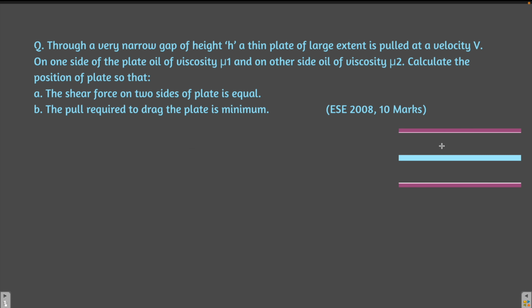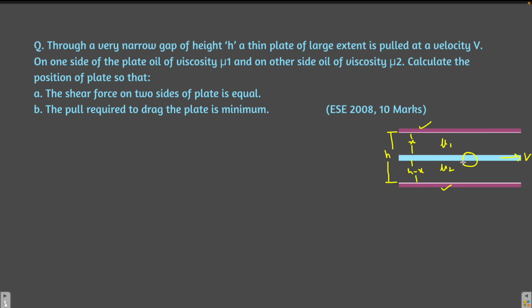So here the viscosity is mu1 and the viscosity is mu2. The plate is moving with a constant velocity v, and the height is h. Okay, now let's take that this height is x. Now what will be this height? This height will be h minus x, isn't it? Because the total height between the two fixed plates is h.